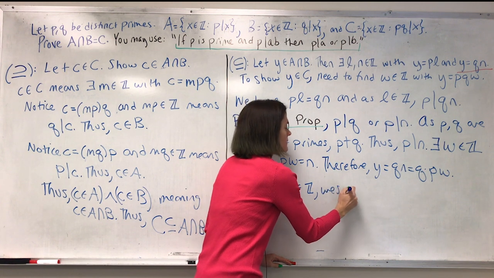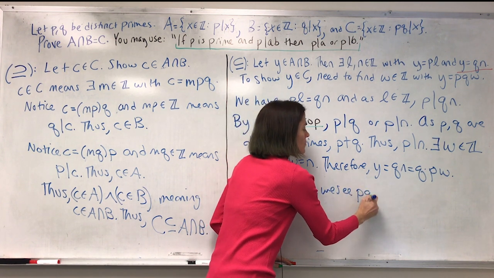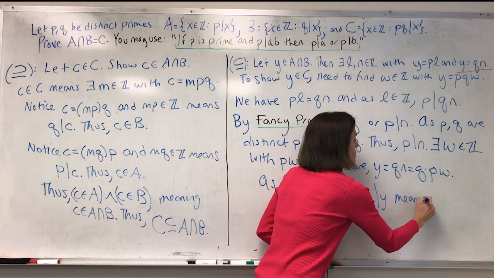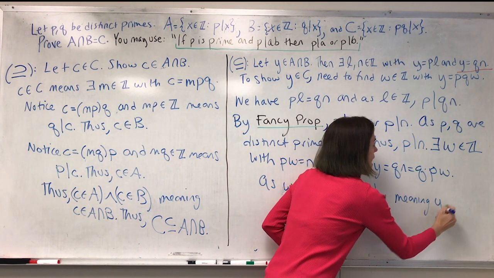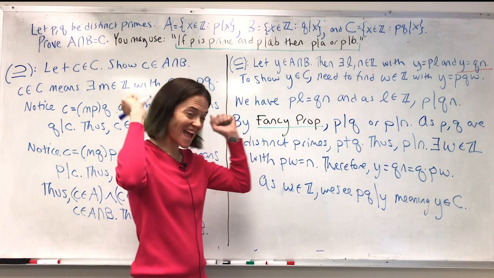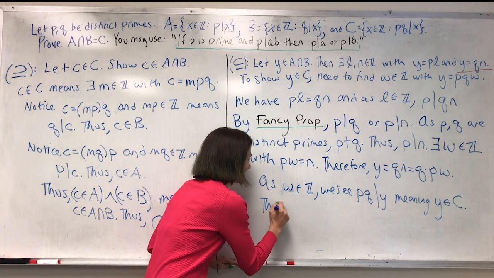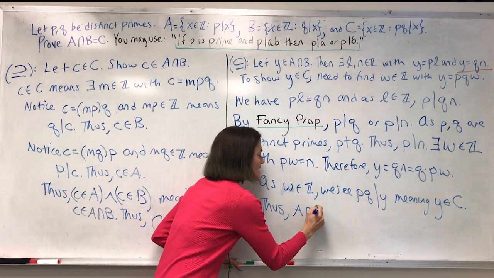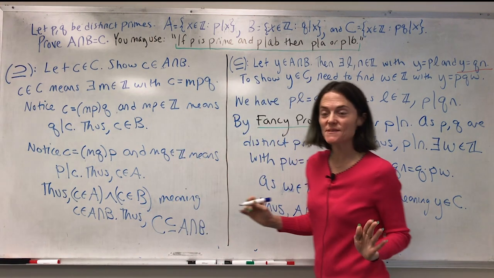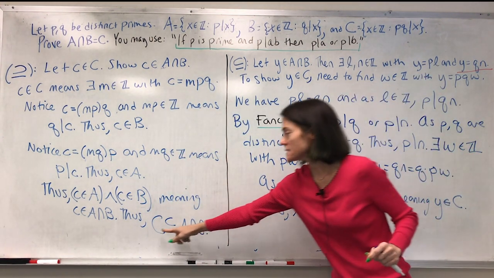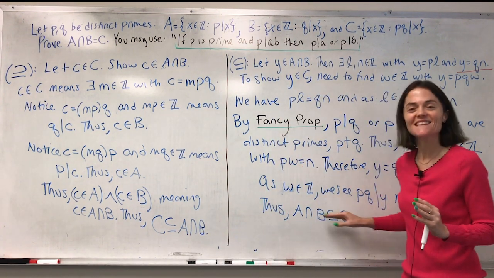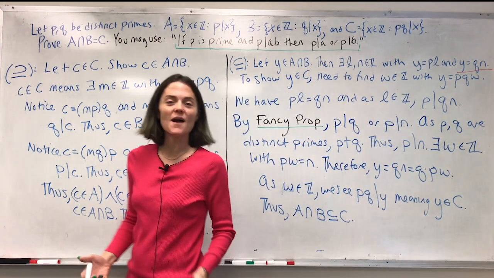And then as we see, pq divides y, meaning y is in C. Okay? Yay! So thus, A intersect B is a subset of C. Now we have shown that the two sets are equal because we showed C is a subset of A intersect B. We have shown A intersect B is a subset of C, and this completes our proof.